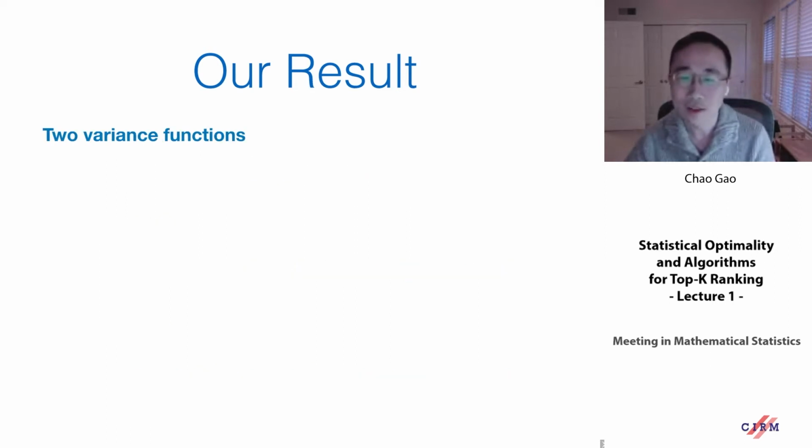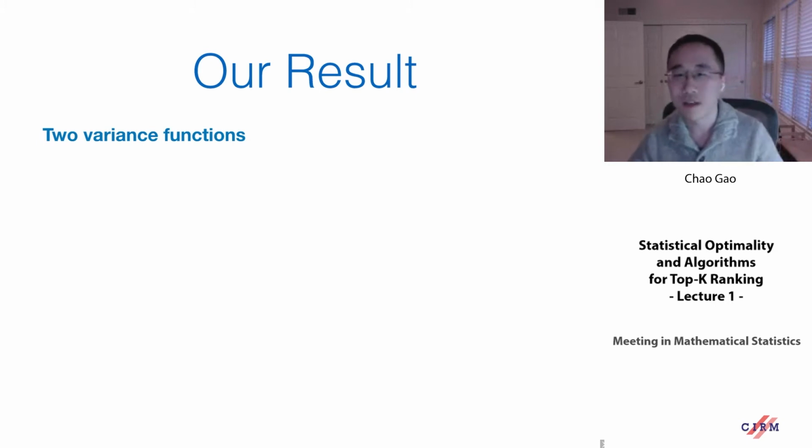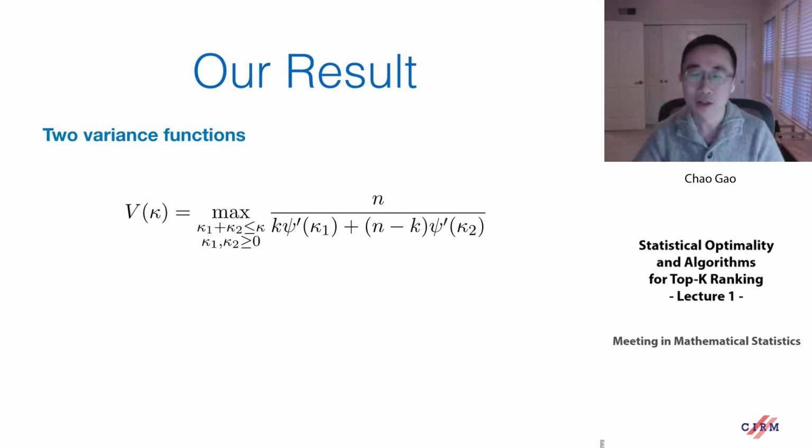Now, before I talk in detail about our results, I would like to introduce two variance functions. Remember, the parameter kappa has the meaning of the dynamic range. It's defined as the upper bound of the difference between the strongest player and the weakest player. Here we have a function of kappa, which we call a variance function. It is defined in this way: for each kappa, you can define this optimization problem, solve it, and you get the value of v of kappa. So it defines a function.